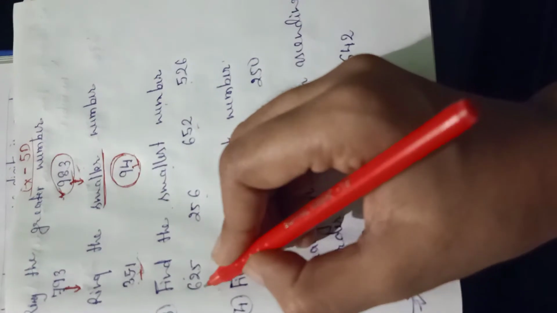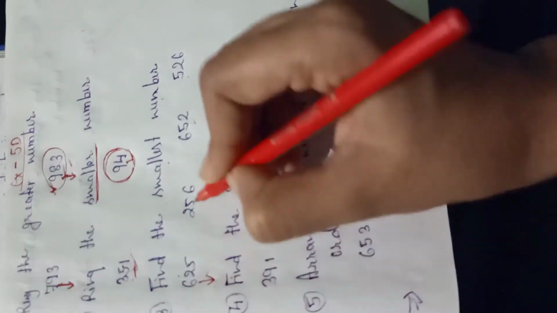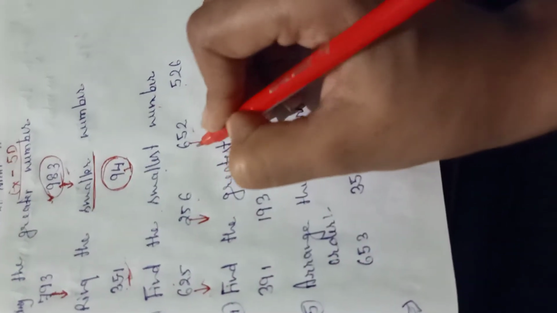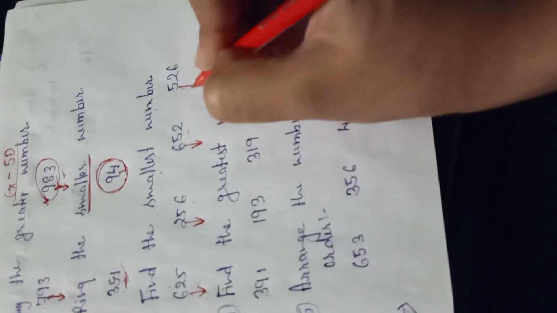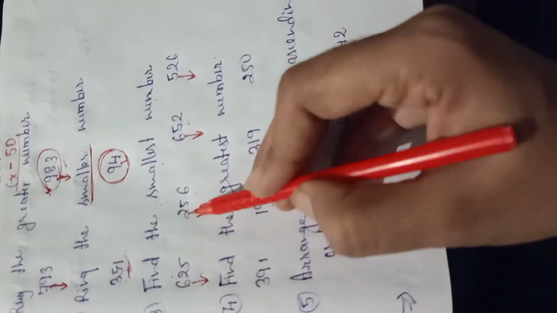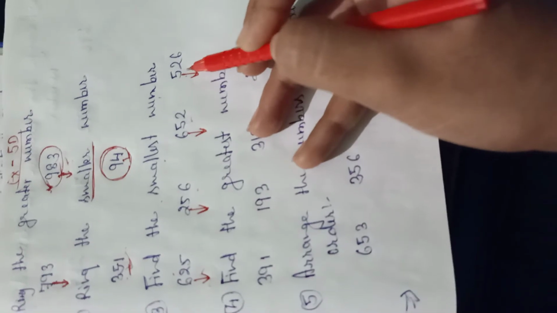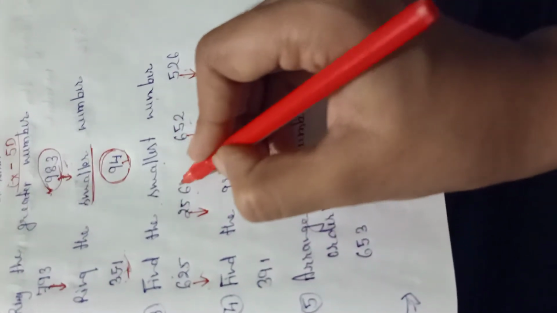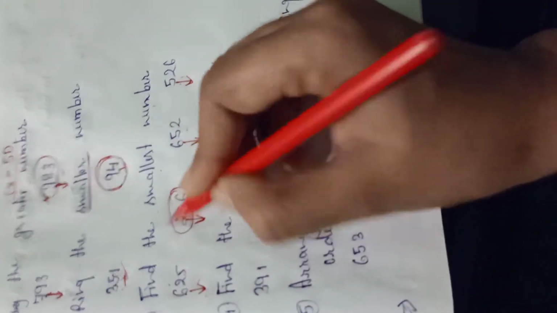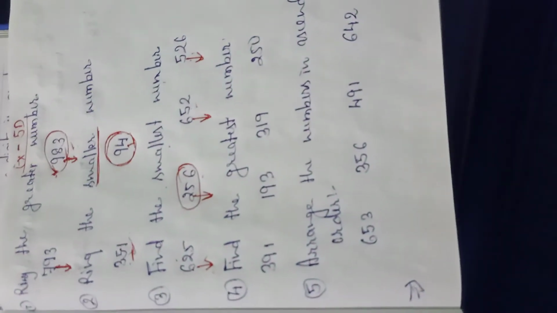So compare the numbers in the hundreds place value: 6, 2, 6 and 5. Out of these 6, 2, 6, 5, which one is smaller? 2 is smaller. So clearly 256 is the smallest number.